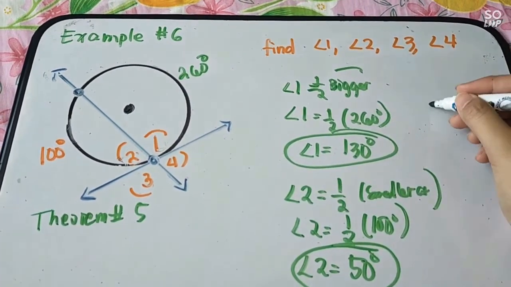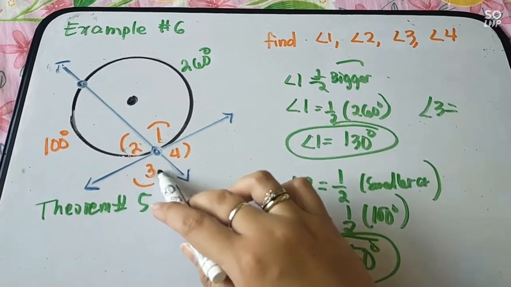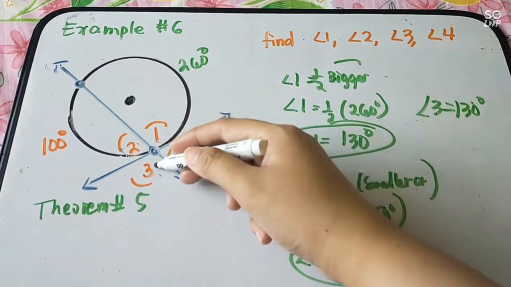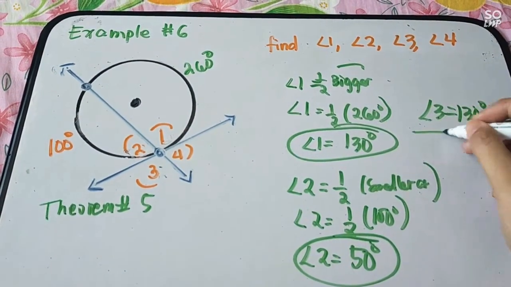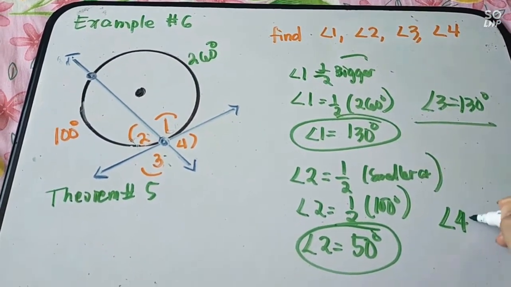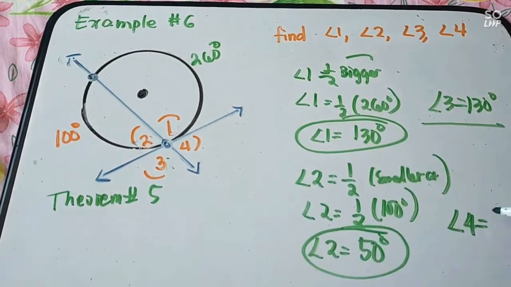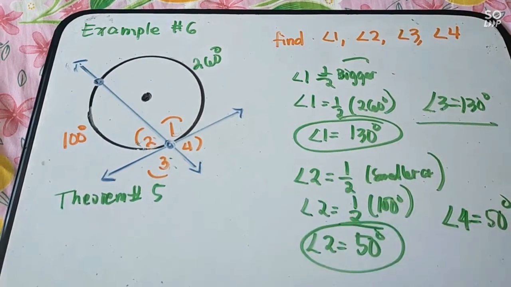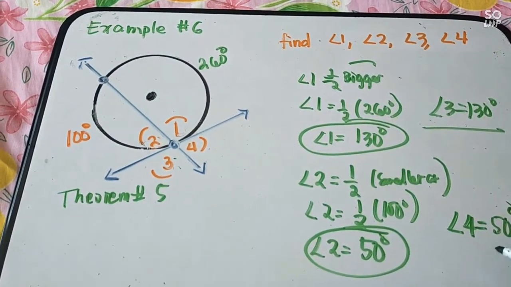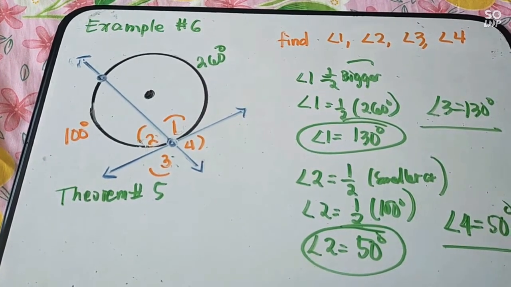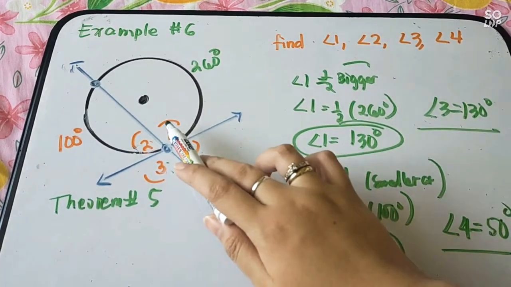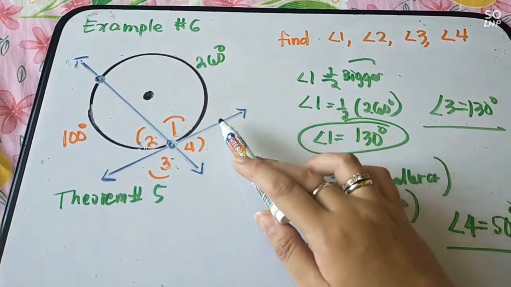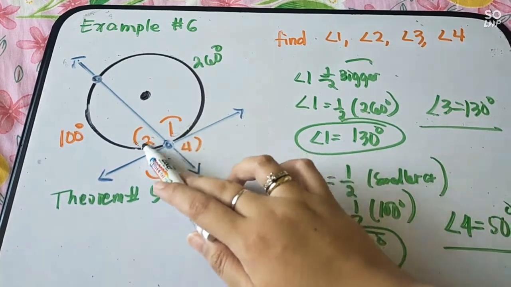Okay? Ngayon, ano kaya si angle 3? Si angle 3 is also 130 degrees. Bakit? Kasi they are vertical angles. Is it clear? Then, si angle 4, ano naman? Si angle 4 is also 50 degrees kasi si angle 2 and angle 4 are vertical angles and they are equal. Okay? And then, when you add 1 and 2, kailangan supplementary siya kasi straight line yan. So, kailangan 180 kapag sila ay inadd.